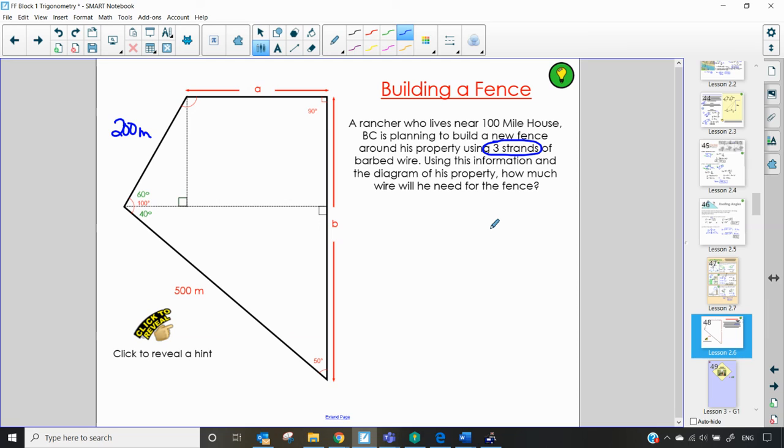Now, the answer to this question is about 4.4 kilometers of wire, or 4,432.9 meters. Now, that's without rounding. But the challenge for you is to figure out how I got that answer. And so I'd like to see what you can come up with. Feel free to send it to me. And if I had a Jolly Rancher, I'd send it your way.